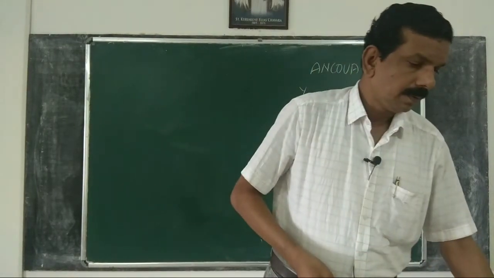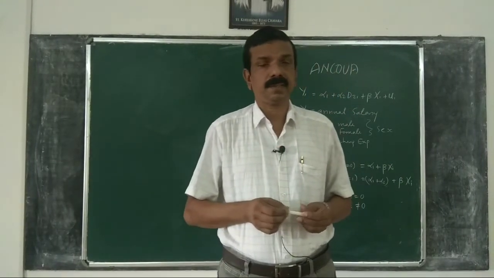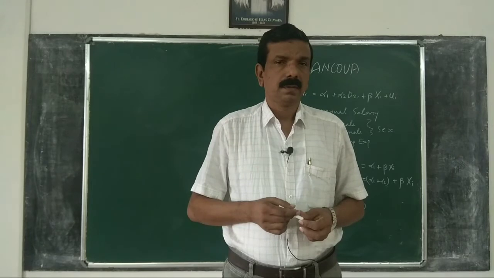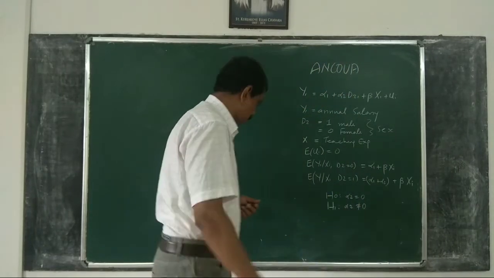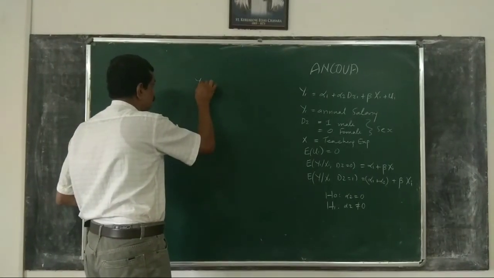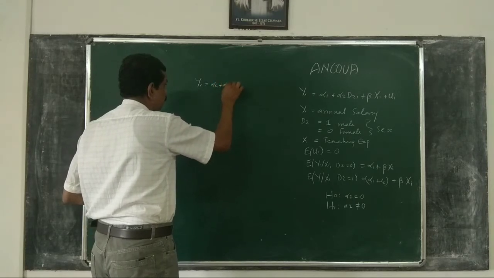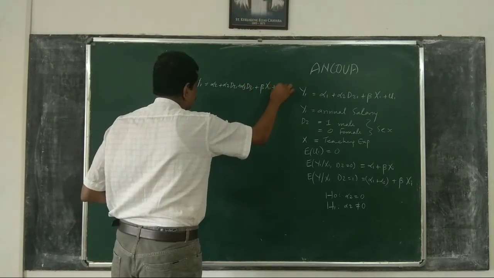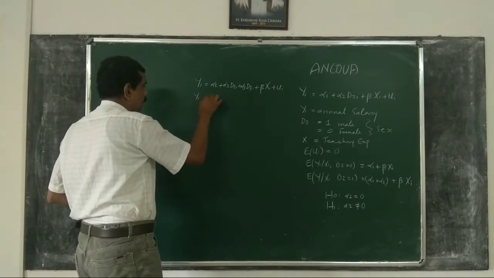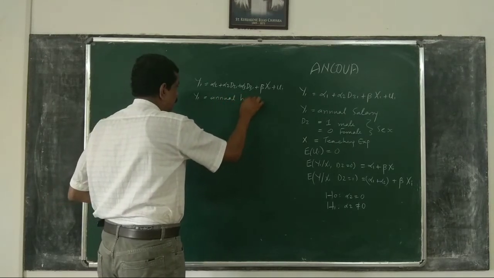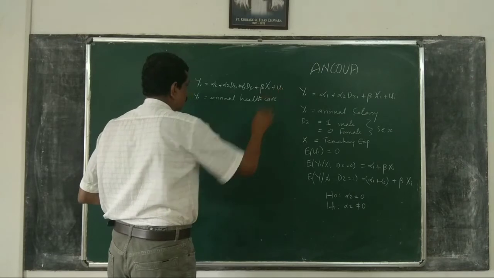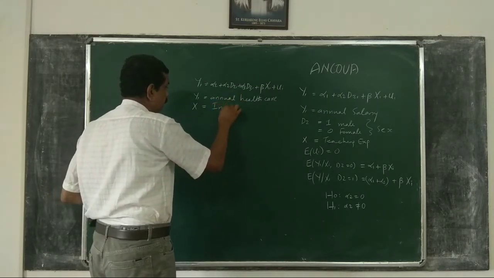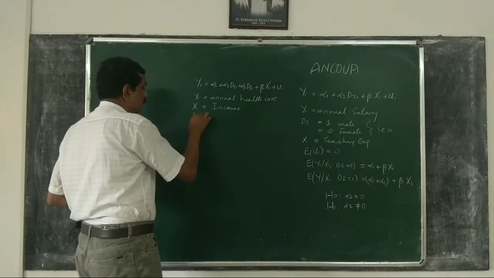Suppose that we want to regress annual healthcare expenditure as a function of income and education. Now, consider this model. Yi is equal to alpha 1 plus alpha 2 D2i plus alpha 3 D3i plus beta Xi plus ui, where Yi is annual healthcare expenditure, X is annual income.